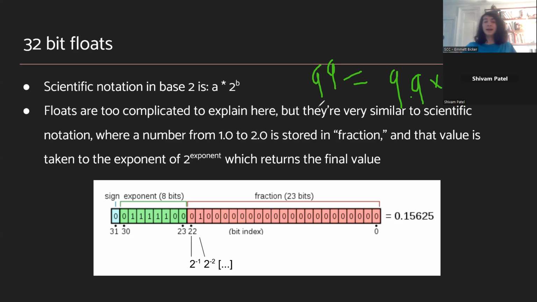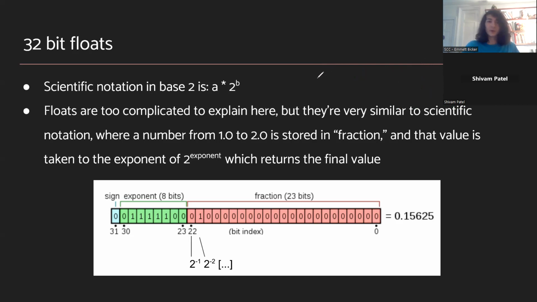So that's because 99 can be represented by this number, which is in the range of 1 to 10, times 10 to the first power. So it's just a way of having a smaller number from a range of 1 to 10, and then you can say how big it is with an exponent. So with how floats are stored in your computer, they're stored very similarly, but instead of in base 10, they're actually stored in base 2.